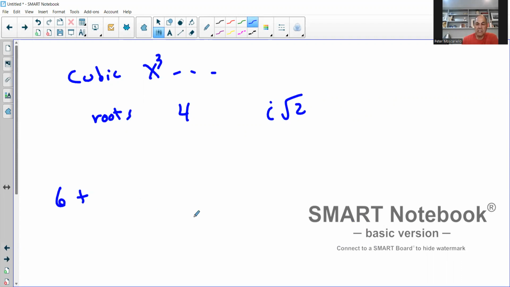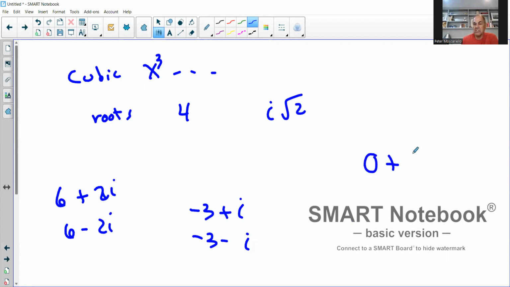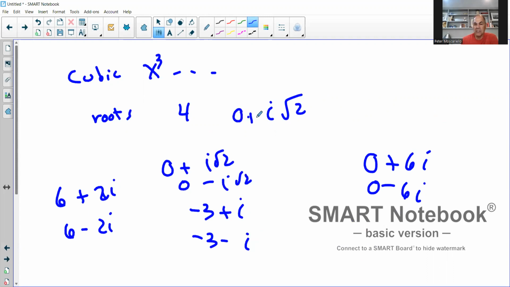So if 6 plus 2i is a root, 6 minus 2i is a root. If -3 plus i is a root, -3 minus i is a root. If 0 plus 6i is a root, 0 minus 6i is a root. And if 0 plus i root 2 is a root, 0 minus i root 2 is a root. This is really 0 plus i root 2. So your other root is 0 minus i root 2, which is just negative i root 2. So we have our 3 zeros.